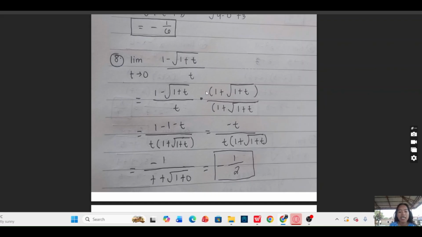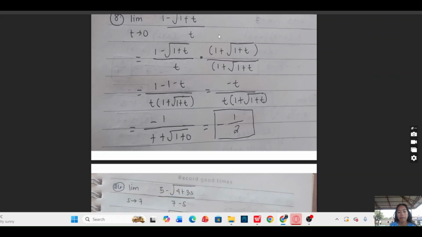If you're going to ask where we get this, it is from our original function, and we need to change the minus sign to plus. All right. In continuation, as we multiply this, we will obtain 1 minus 1 minus t over t times the quantity of 1 plus square root of 1 plus t, and that would be equal to negative t over t times the quantity of 1 plus square root of 1 plus t.